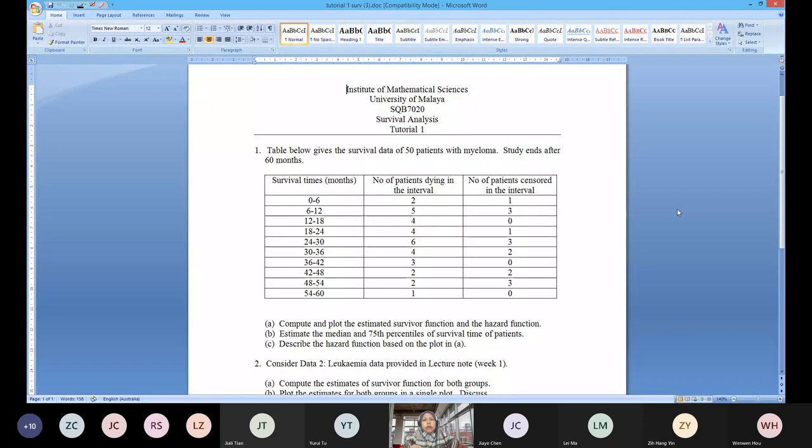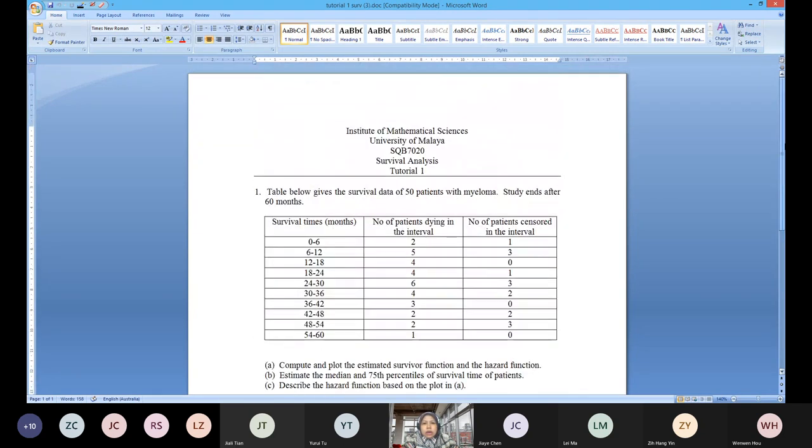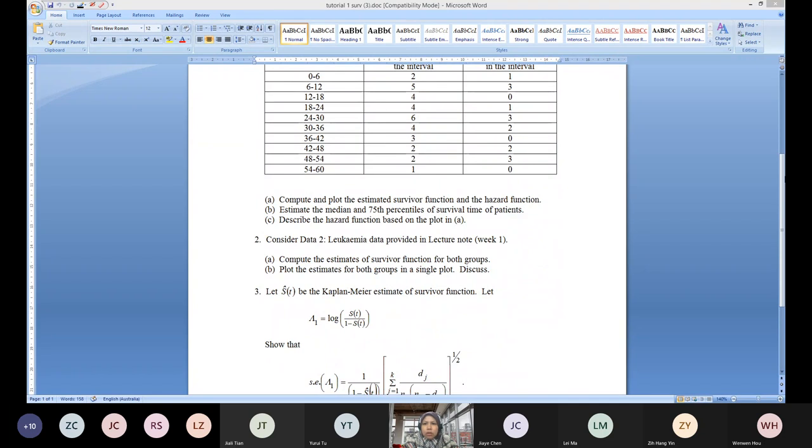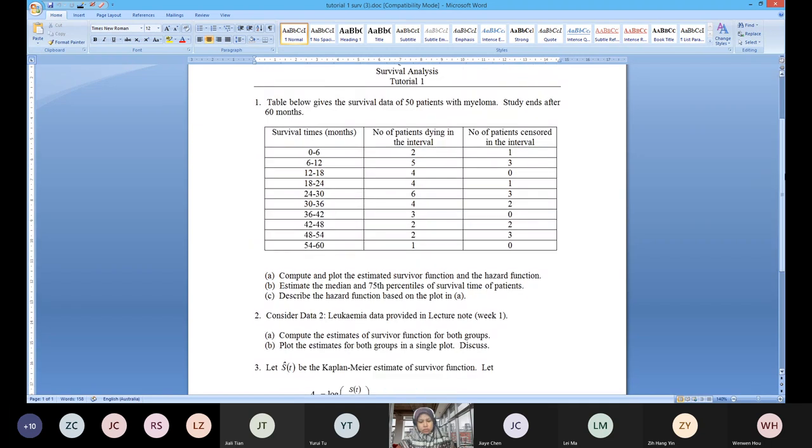Okay, so look at the question, right? So the first question, I think this tutorial needs to be sorted out accordingly. If you look at the first question, given a table of survival time for myeloma patients, the question asks you to compute and plot the estimated survival function and the hazard function. You need to estimate the median and 75th percentile of survival time of patients and describe the hazard function based on your plot in A.